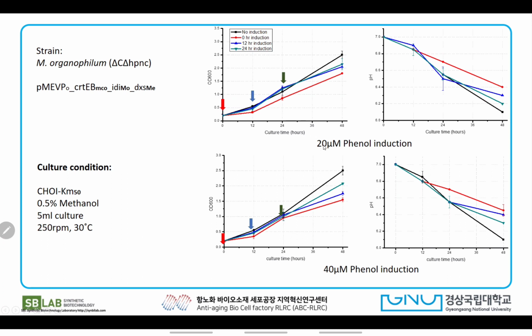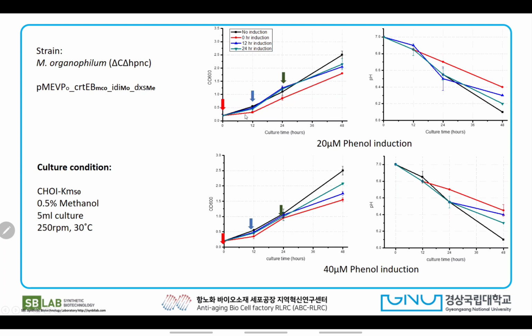And also we used 2 different concentrations of phenol, 20 and 40, based on our previous experiment where 20 and 40 seemed to perform the best. So 20 micromolar induction at 0, 12, and 24, and 40 micromolar induction at 0, 12, and 24. There were some little differences in the growth, especially in 20 micromolar induction. The one which was induced at 0 hour, the cell growth was the lowest.